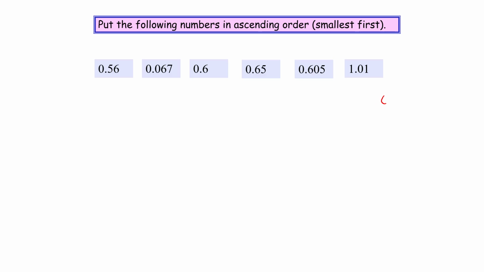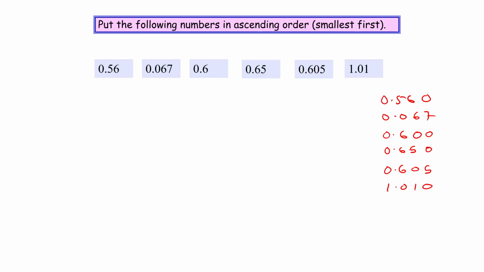I'm going to write this down. 0.56, 0.067, 0.6, 0.65, 0.605, and then we got 1.01. Okay, so we're looking for the smallest first. Now some of them have got 3 digits after the decimal, so we can put a 0 in to fill the others out. So we've got the same number of digits after the decimal.